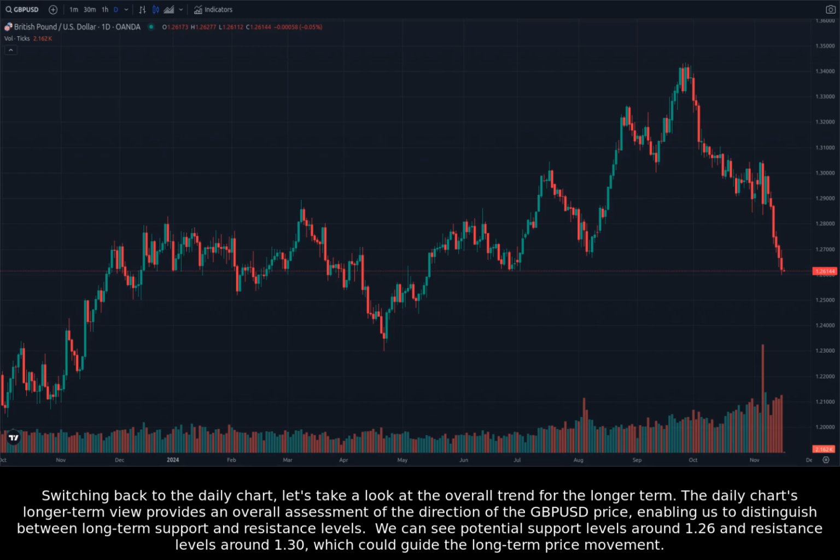Switching back to the daily chart, let's take a look at the overall trend for the longer term. The daily chart's longer-term view provides an overall assessment of the direction of the GBPUSD price, enabling us to distinguish between long-term support and resistance levels. We can see potential support levels around 1.26 and resistance levels around 1.30, which could guide the long-term price movement.